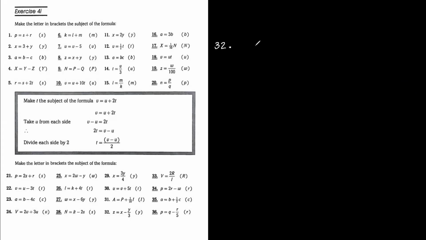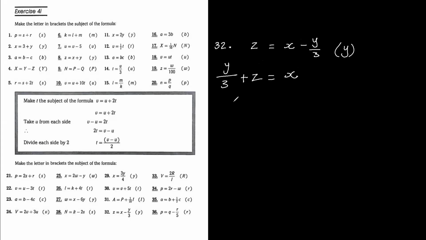So you're looking at 32. It's z is equal to x minus y over 3. But we're finding for y. My first question is, let's ask that to Kyla. Is the y negative or positive, Kyla? It's negative. Right, so it's negative y over 3. So the first step was put y over 3 on the left-hand side, and it becomes positive.